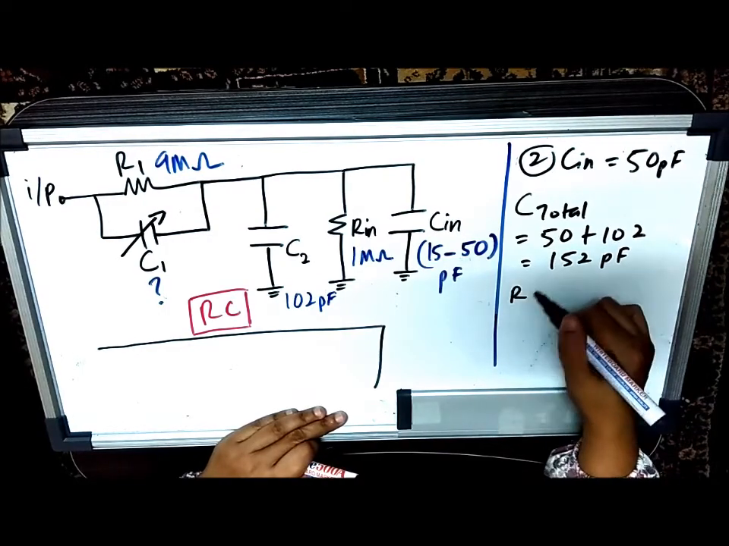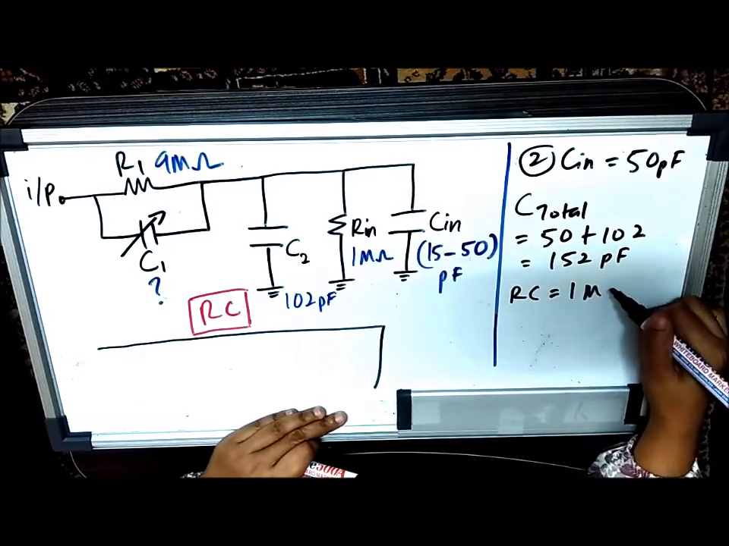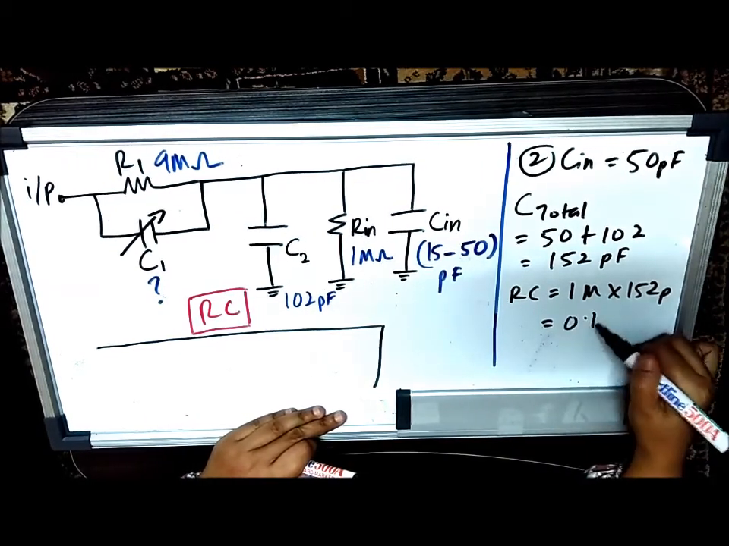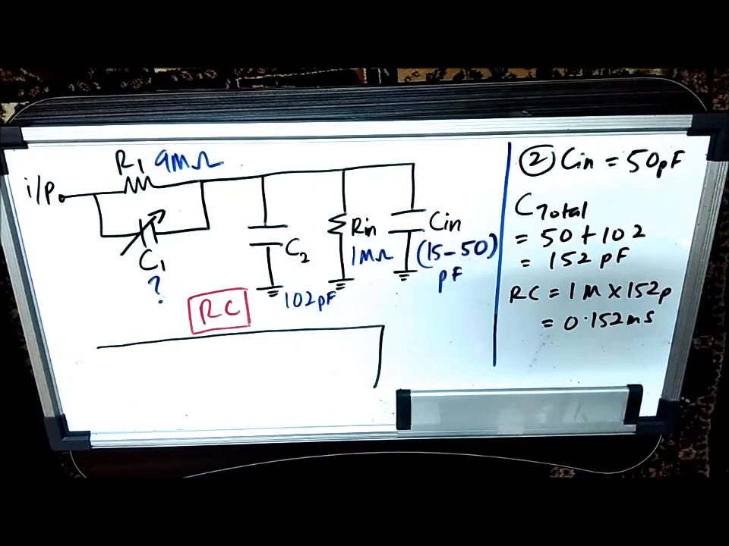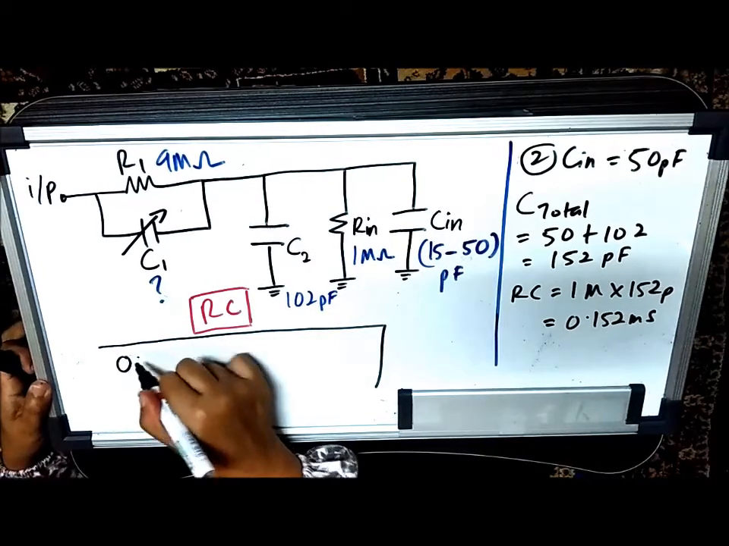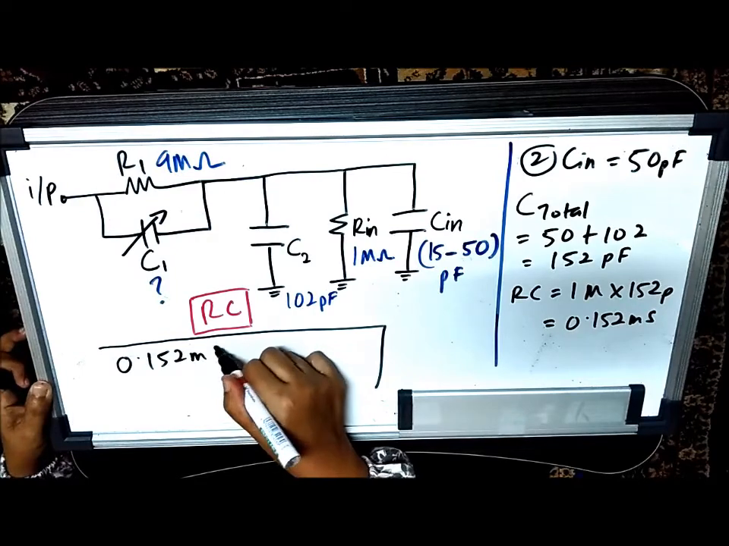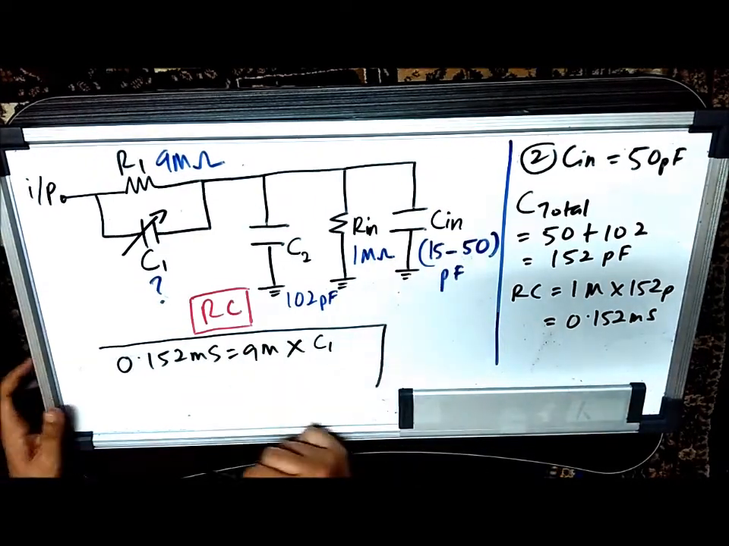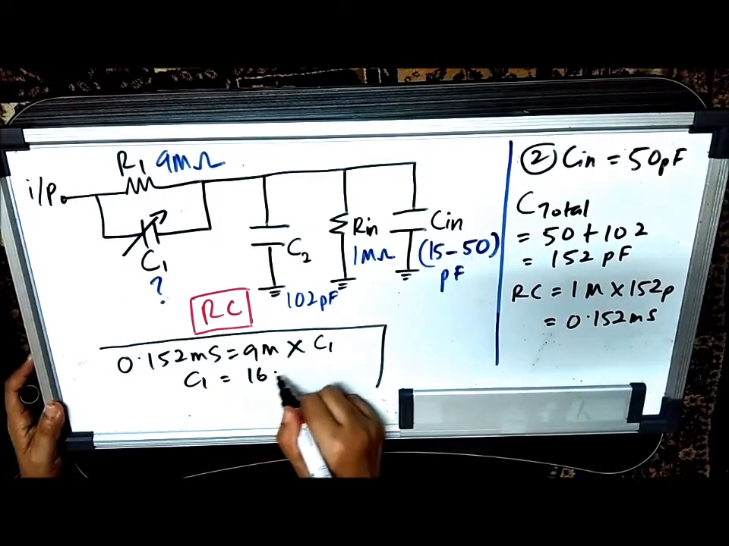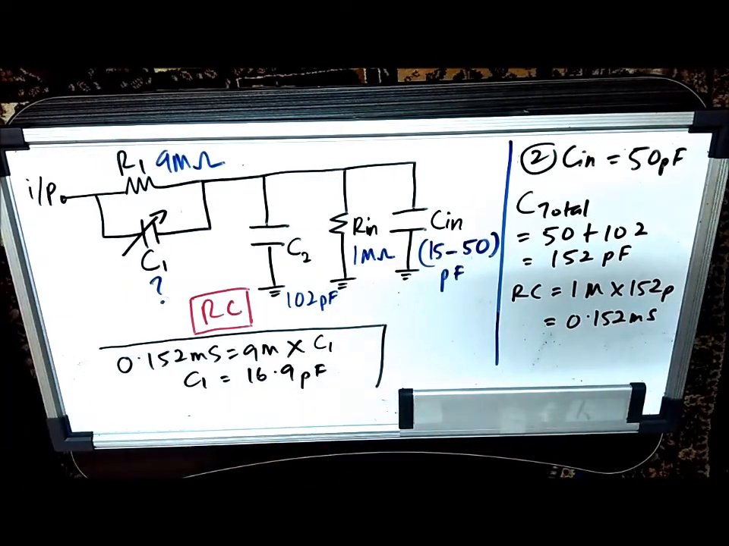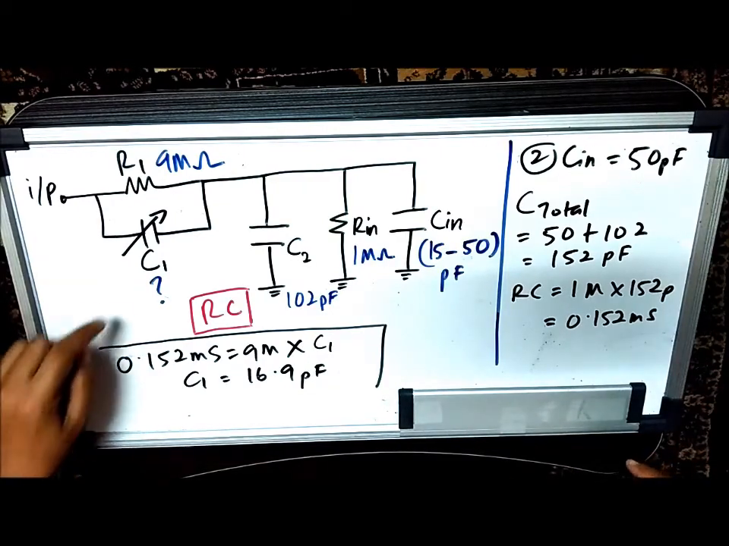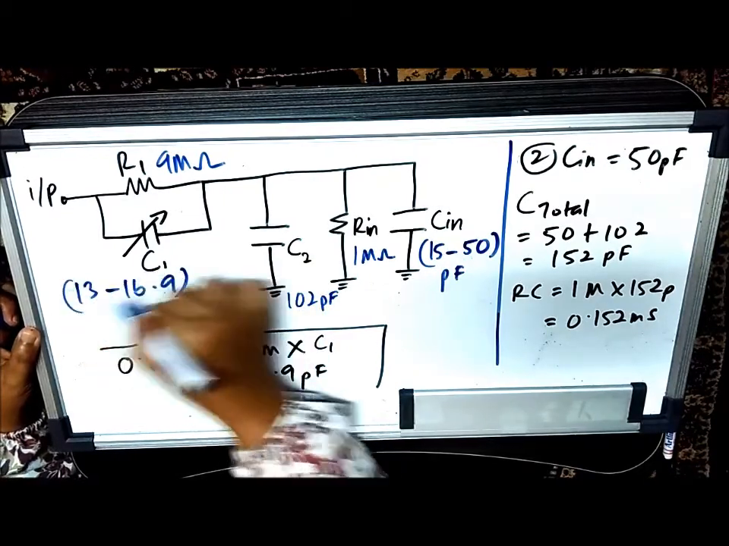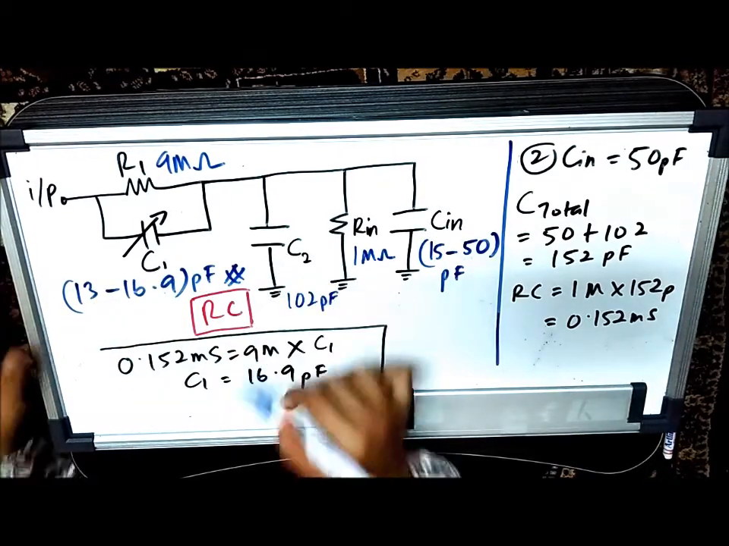So similarly, you calculate your RC, which is 1 mega multiplied with 152 pico, and you will get 0.152 millisecond. Okay? So similarly, 0.152 millisecond is equivalent to 9 mega multiplied with C1. So C1 is equivalent to 16.9 picofarad. Right? So for this example, the range of C1 is from 13 to 16.9 picofarad. So this is your answer.